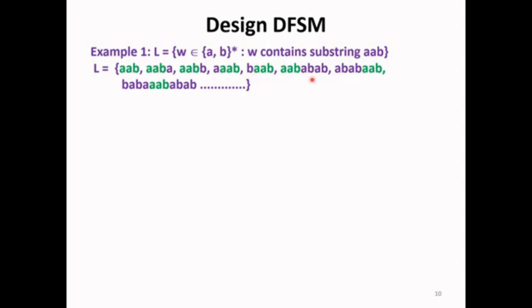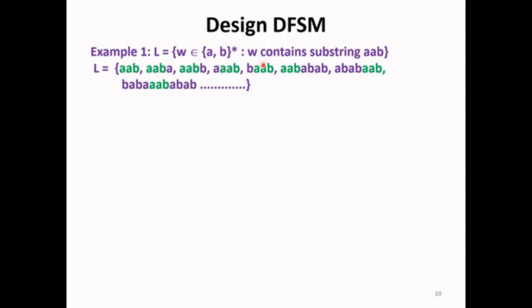AAB, after that I may have some string. Before AAB I can have some string. This string must also be accepted by this DFSM. Similarly, before AAB and after AAB I may have some substring. So these are the possible strings in this language. Now we are supposed to design a deterministic finite state machine which accepts all these strings of this particular language.